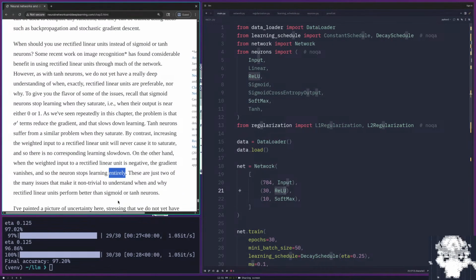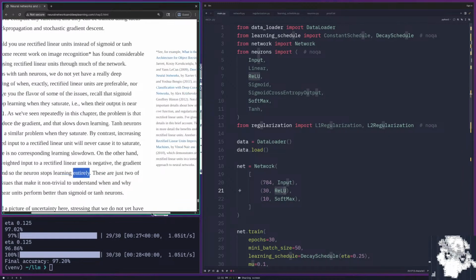These are just two of the many issues that make it non-trivial to understand when and why rectified linear units perform better than sigmoid or tanh neurons.